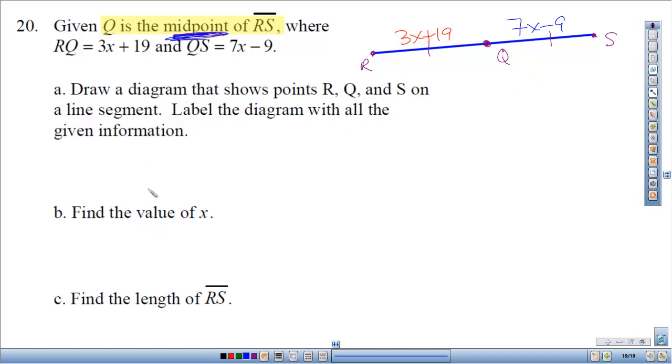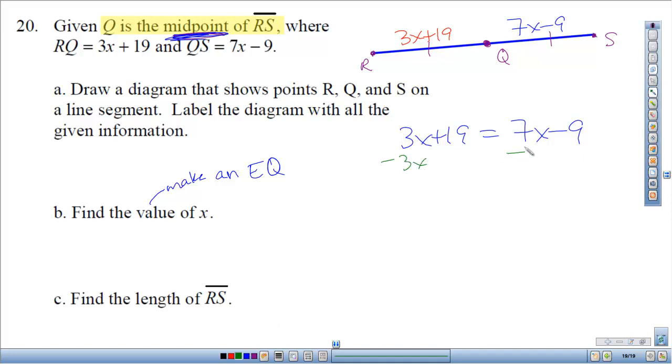Now they want the value of x, which basically means make an equation. They don't tell you to make an equation, but that's the way you figure out what x has to be. And if this is really in the middle, then 3x plus 19 would have to be equal to 7x minus 9. All right, now that we've got the equation made, we'll just do a little solving.